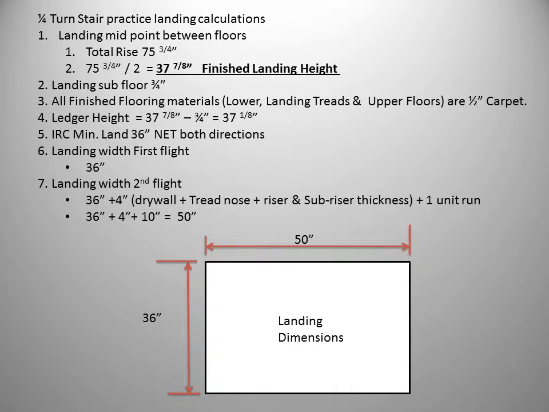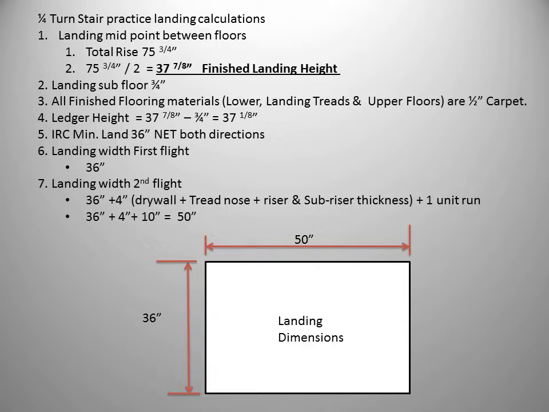Here are the calculations for our quarter-turn landing example. We will use the total rise of 75 3/4 inches, and we want the landing to be at the halfway point of the total rise. To find the finished height of the landing, we simply take the total finished rise and divide by 2. Note that we only divide by 2 if we want the landing to be at the halfway point of the rise. If the landing is at another tread position, we first need to determine the unit rise based off of the total finished rise, and then multiply the unit rise by the number of risers at which the landing will be set.